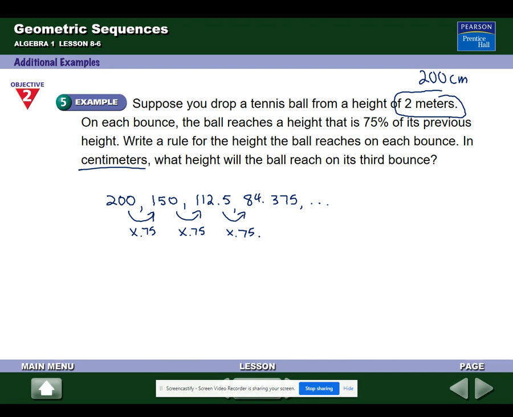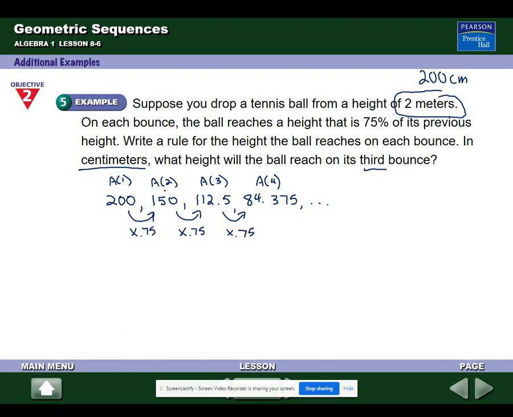Okay. What is the height of the ball after its third bounce? Now here's something that's a little bit tricky. It's not the third term. You see, 200 is a of 1. 150 is a of 2. This is a of 3, although that's not the answer. In fact, the answer is this one, a of 4. Why? Well, because 200 was not after any bounces. The first term is not part of the sequence when we're being asked about after the third bounce.